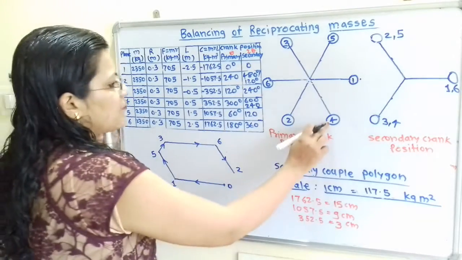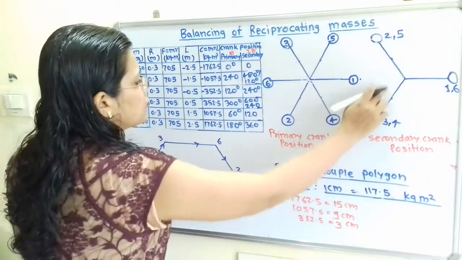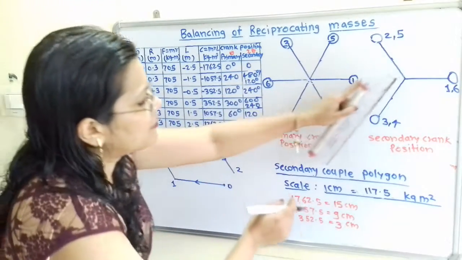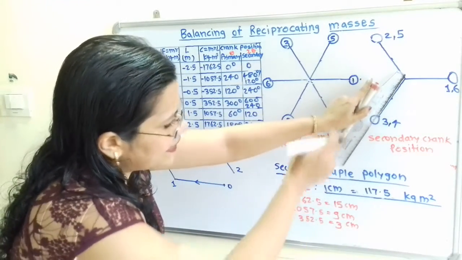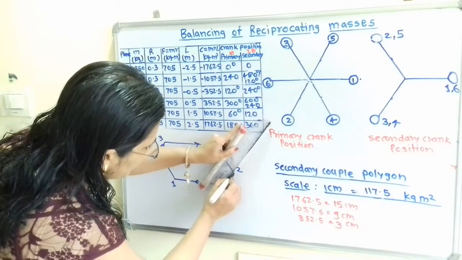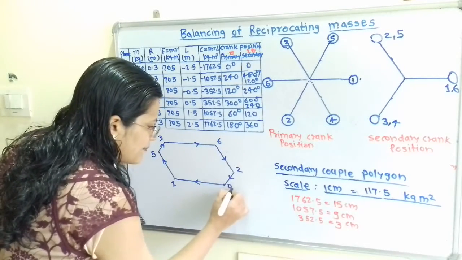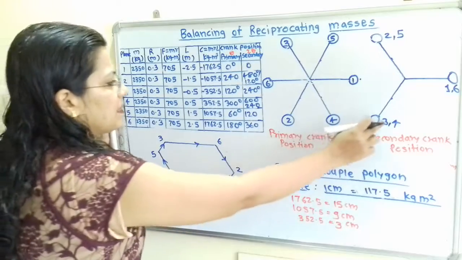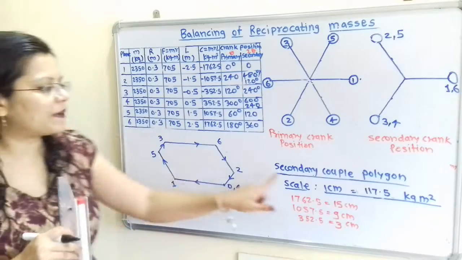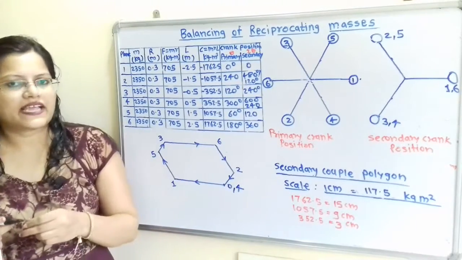Now next one is 4. For this 4, it is 240 degree, that is here is 240 degree, and magnitude is positive. So we will transfer the same line and direction is downward. So from these 2 we will join this. Here the remaining distance is 3 centimeter. So this diagram is closed and next number will be number 4. Now if we observe, this secondary couple polygon is closed and there is no unbalanced secondary couple.